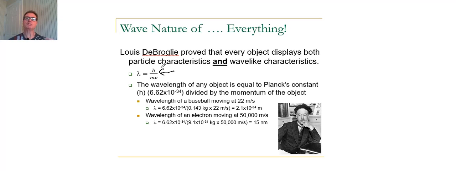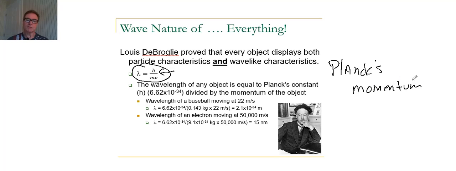Now, some things are skewed way to one side where they really just show characteristics of particles, and some things are skewed way on the other side. He came up with the equation that the wavelength of any object is equal to h, a quantity known as Planck's constant, divided by mv. mv is just the momentum of that object. So the wavelength of a particle is equal to Planck's constant divided by its momentum.